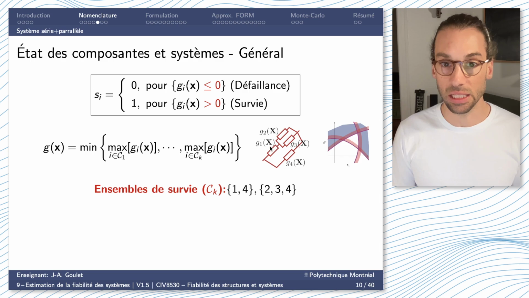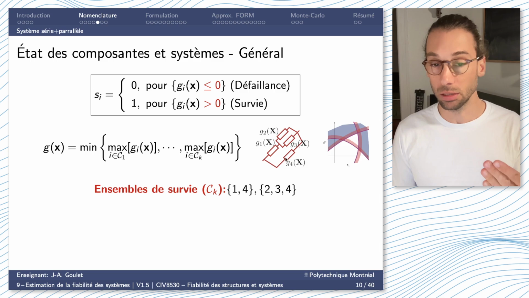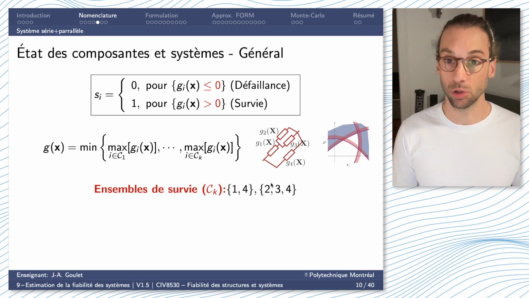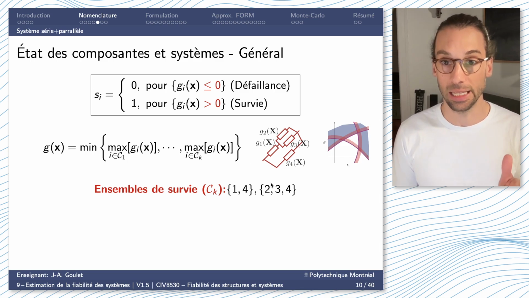So for instance, in this case, I would have 1 and 4. So if 1 and 4 cannot be crossed, I won't reach from A to B. And in the same way, if 2, 3, 4 are cut, I won't be able to reach from A to B. So these can be seen as what we're going to later further see as cut sets.